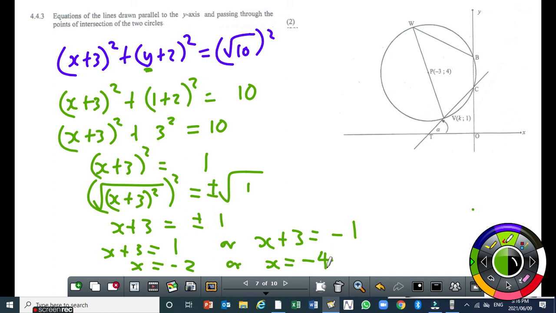So you can just do your way up. This will be the two equations. That's why it's 2 marks, because you may not need to do this working out. You can just write the answers and you get your full marks. But here, because I'm a teacher, I need to show you how you can get the answers. The best way is to substitute y equal to 1 into the equation of either of those two circles.